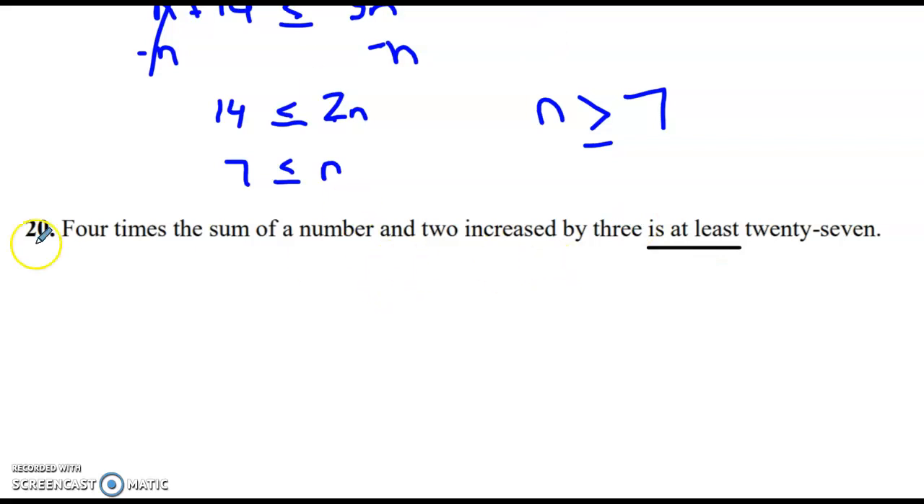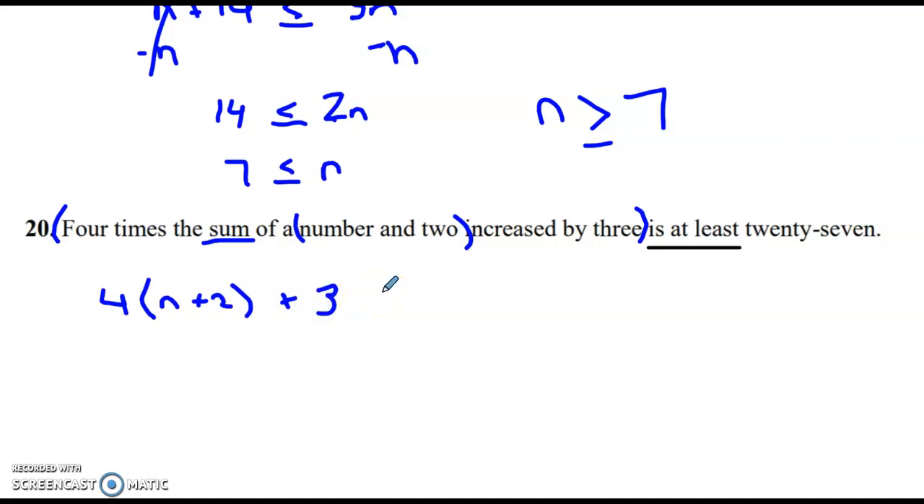Now, I'm looking at 4 times, but hold on here. It's not just 4 times a number or 4 times 2. It's 4 times the sum. So in parentheses, we have the sum of a number and 2. And it's 4 times that sum. So it's 4 times the sum of n plus 2. And then, still more here, that whole thing gets increased by 3. So outside the parentheses, I wrote plus 3.